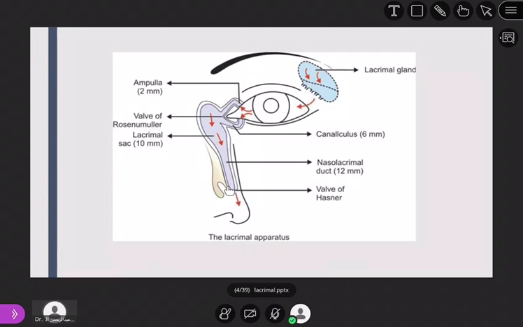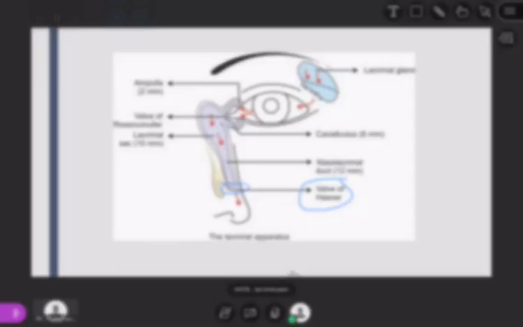At the end of the nasolacrimal duct, we have the valve of Hasner. We'll have the valve of Hasner, which is here at the end of the lacrimal sac. It's very important to know the valve of Hasner because we'll talk about it later in nasolacrimal duct obstruction in pediatrics.